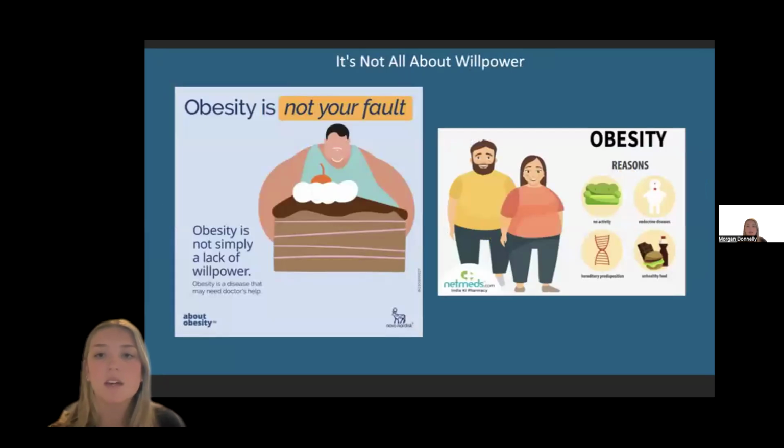It's tempting to think that obesity is just about willpower or lack thereof, but that ignores the role of stress, trauma, cultural stigma, and economic hardship on people. We can't separate health from the systems people live in.